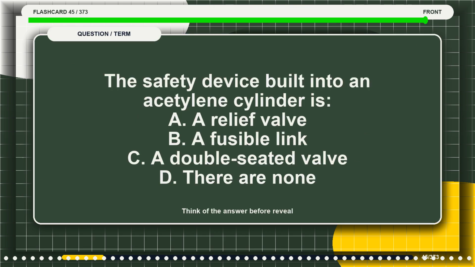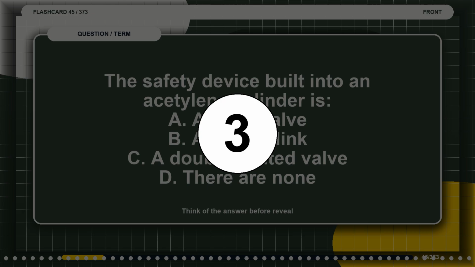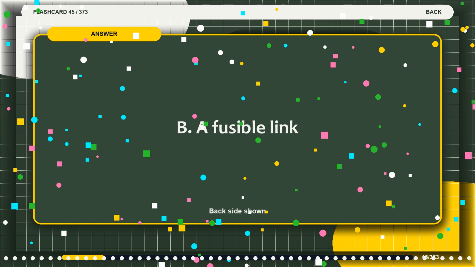Flashcard 45. The safety device built into an acetylene cylinder is A. A relief valve. B. A fusible link. C. A double-seated valve. D. There are none. Think of the answer before the reveal. The answer is B. A fusible link.